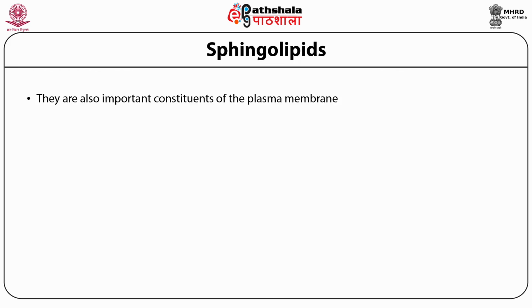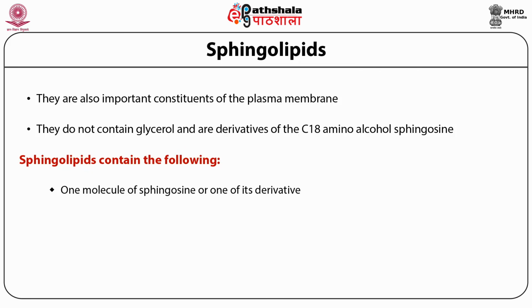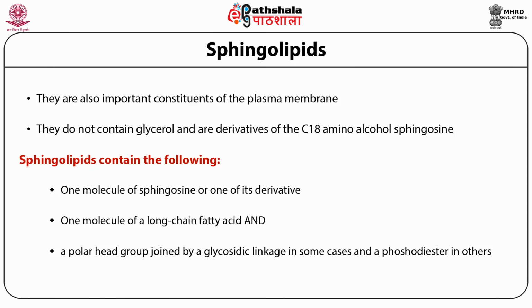Sphingolipids, like phospholipids, are important constituents of the plasma membrane and help in providing structural integrity to the plasma membrane. Sphingolipids differ from phospholipids in the sense that they do not contain glycerol and are derivatives of the C18 amino alcohol called sphingosine. So, a sphingolipid contains the following: one molecule of sphingosine or one of its derivatives, one molecule of a long chain fatty acid, and a polar head group joined by a glycosidic linkage in some cases and a phosphodiester in others.